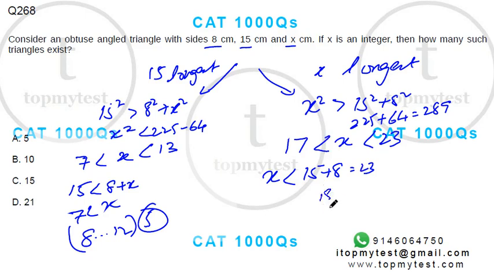Again, there will be 5 numbers from 18 to 22. 5 numbers here, 5 numbers here. Overall 10 possible values of x. Right? So this finishes this question.